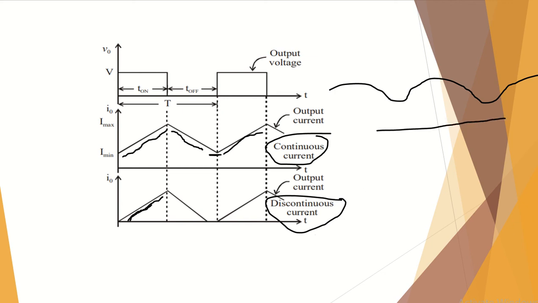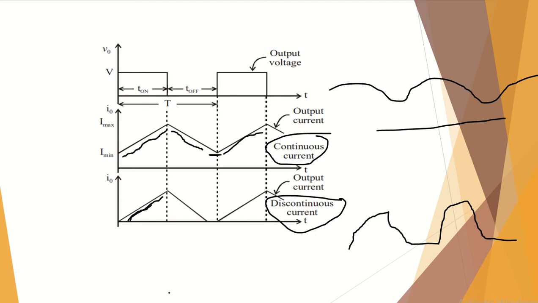But what happens in the discontinuous mode? In discontinuous mode, the inductor charges during the on period, then it discharges and goes to zero. Then we have zero and then it charges again. So this is basically discontinuous mode. These two modes we have discussed in detail when we were studying the rectifier. So I hope these concepts are clear to you.